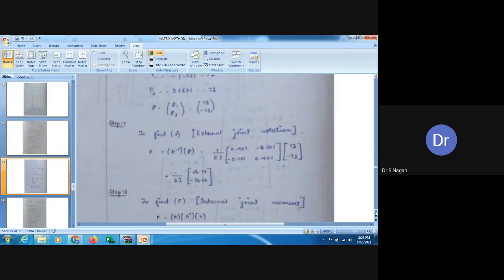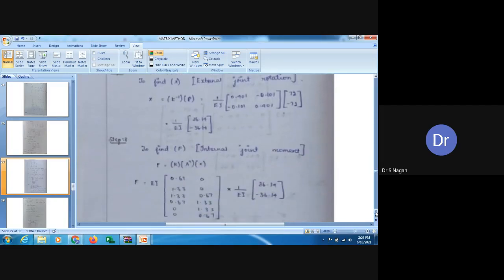So you'll be getting P equal to minus sigma FEM. So P1 equal to minus 72 and P2 equal to minus 72. Then capital X equals K inverse into P. So K inverse we have found, P we have. Therefore you'll be getting capital X. Then F equal to KA transpose into X. KA transpose we already have, the X matrix we now have, E will get cancelled. Therefore, we'll be getting the F values.